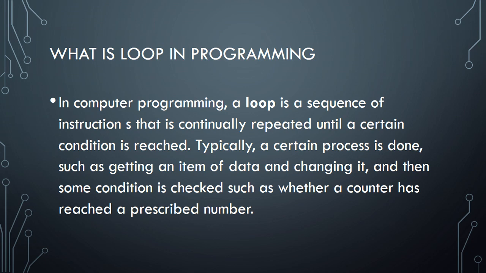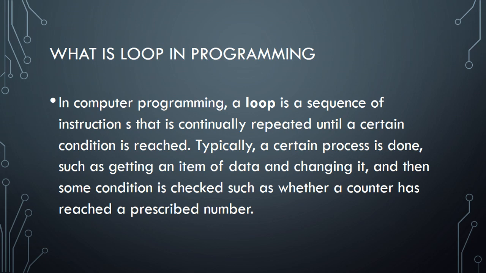Typically, a certain process is done, such as getting an item of data and changing it. Then some condition is checked, such as whether a counter has reached a prescribed number.